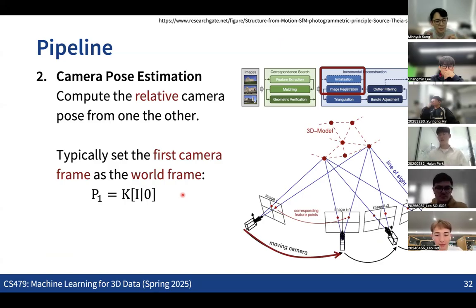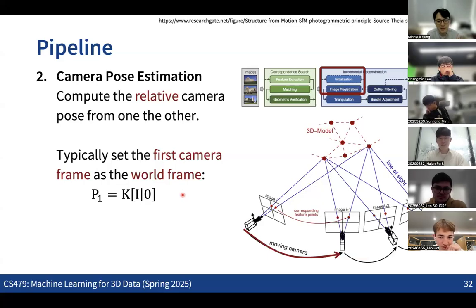So when you assume that the intrinsic parameters are given, what we need to calculate is the camera extrinsic parameters, right? The rotation and the translation. And this rotation and translation also depend on how we define the world coordinate system. We can define the world coordinate system as we want, and the typical idea is to set the camera coordinates of the first image as the world coordinate system. All the relative camera poses of the other images are then defined based on the camera coordinates of the first image, right?